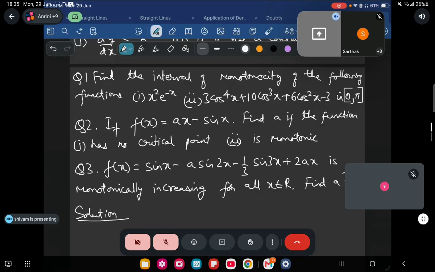So, let us start, everyone. Okay, I'm going to solve part one. I'm going to also draw the graph. I'll show you how we can draw the graph of these kinds of functions. Okay, x square into e to the power minus x. Pay attention, everyone.